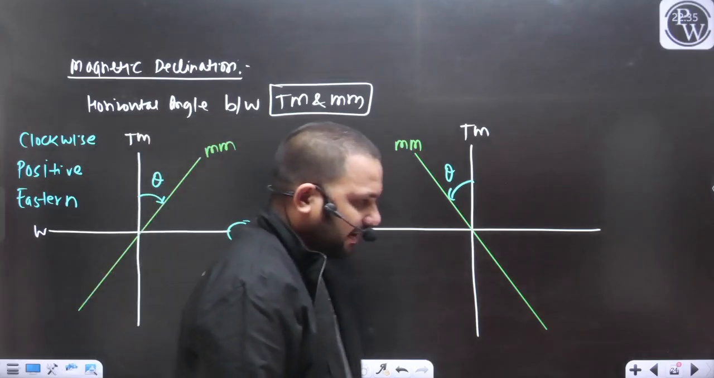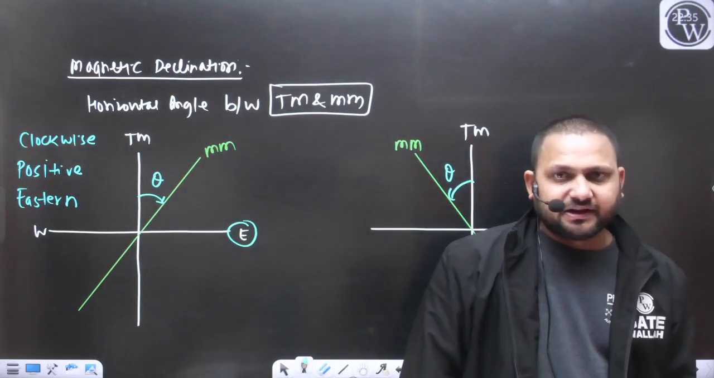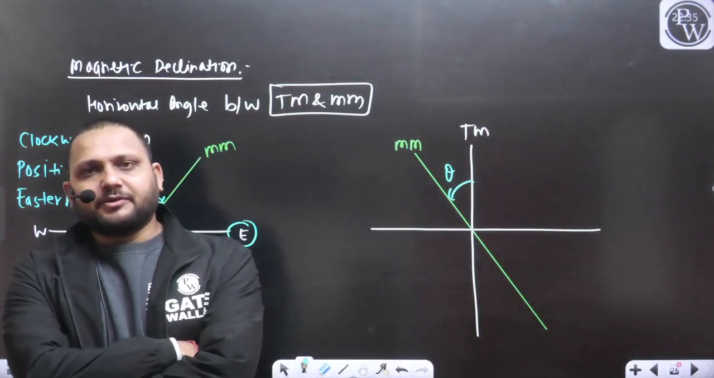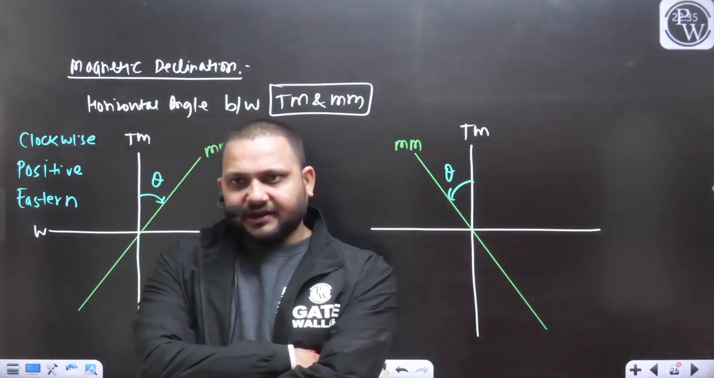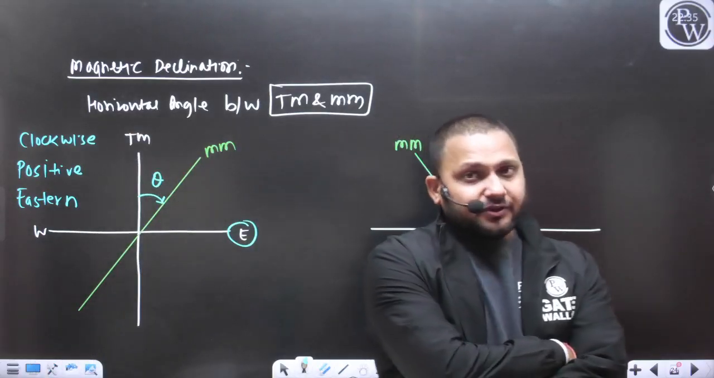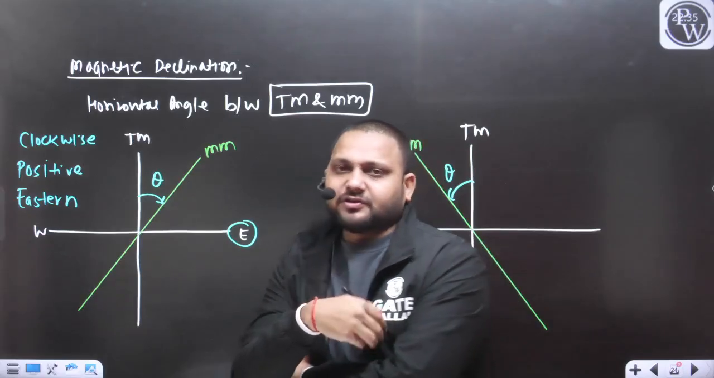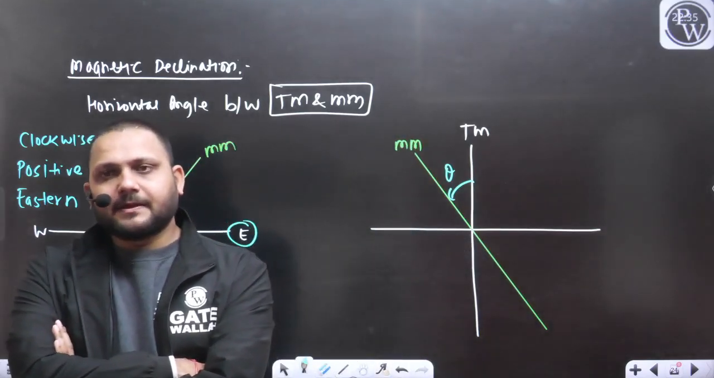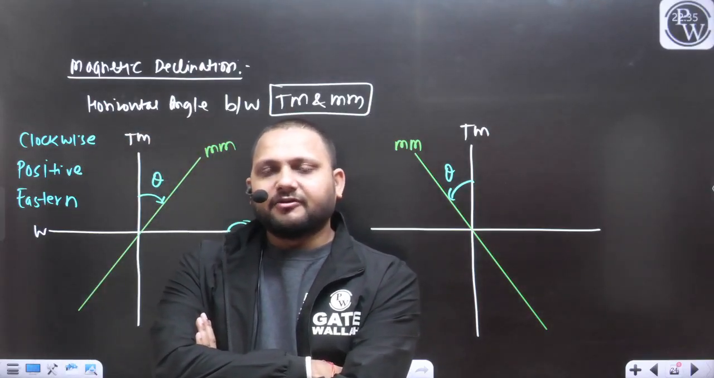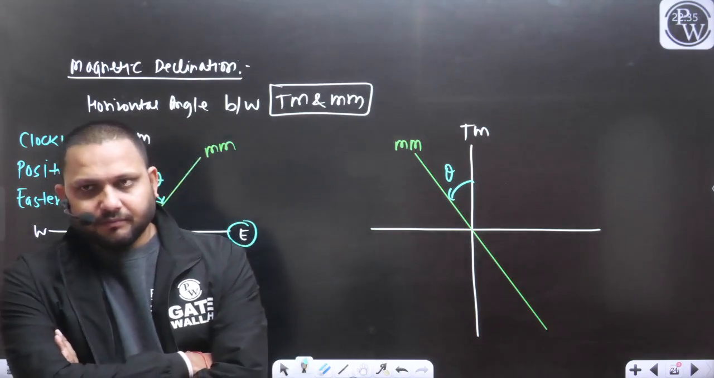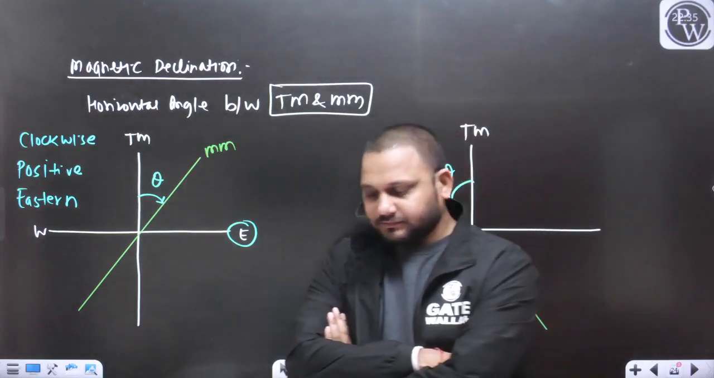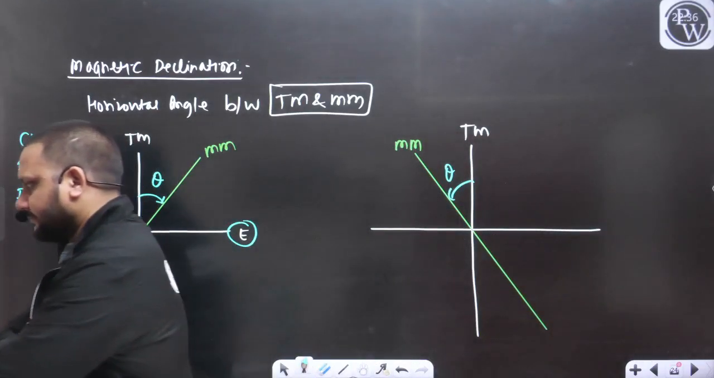So if I say that there is an eastern declination, with the help of this statement only, you can understand the position of the magnetic meridian. Yes or no? Because the position of the true meridian will not change, it will remain the same. I hope this point is clear to everyone.